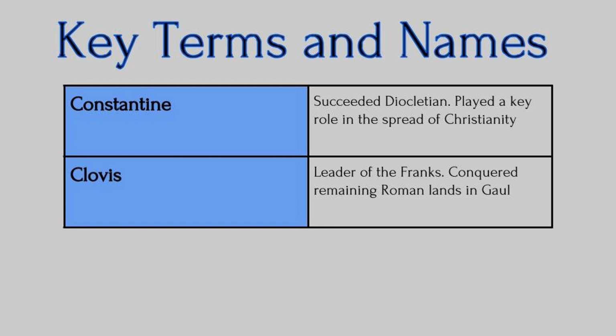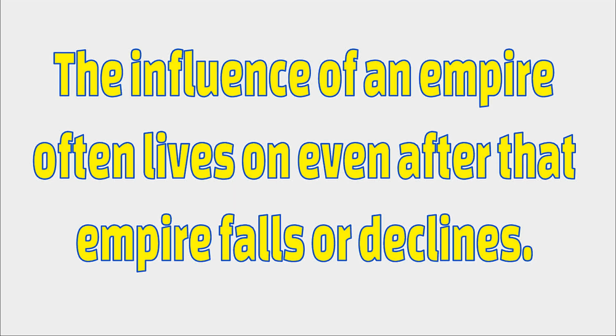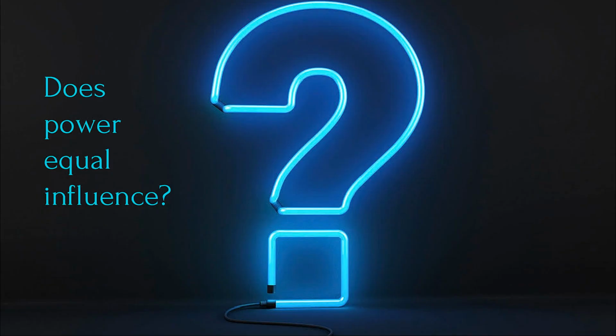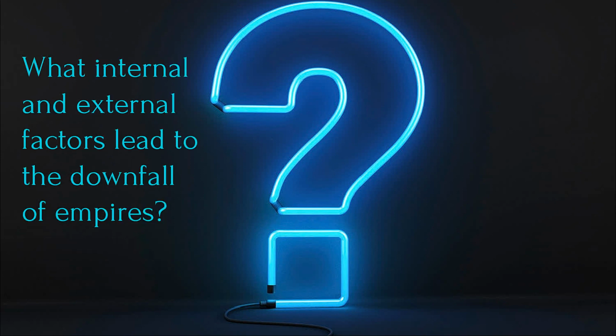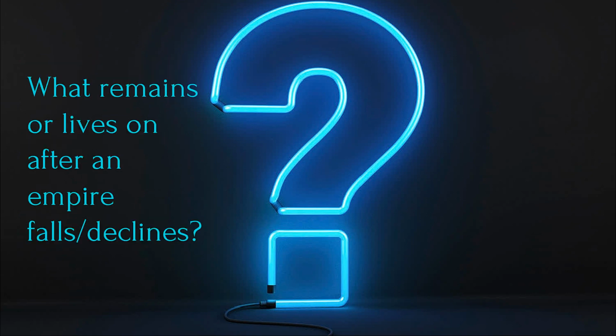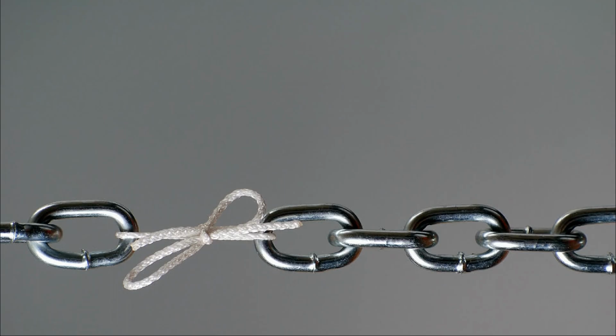Continuing on with our last podcast, we talked about the big idea and essential questions. The big idea for this unit: the influence of an empire often lives on even after that empire falls or declines. Now we're going to take a look at our 5 essential questions. The first one: does power equal influence? Essential question number 2: how do empires become powerful and influential? The third essential question: what internal and external factors lead to the downfall of empires? Number 4: what remains or lives on after an empire falls or declines? And finally, what is the primary reason for the fall of Rome?